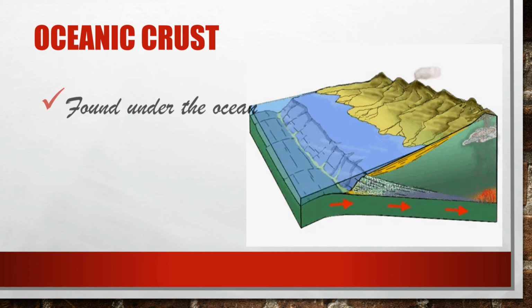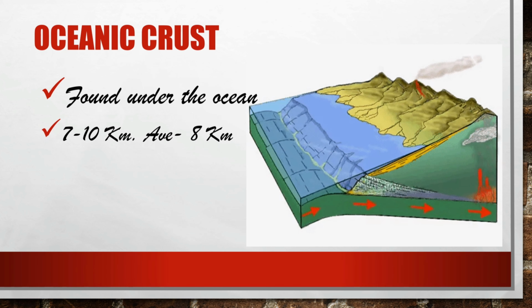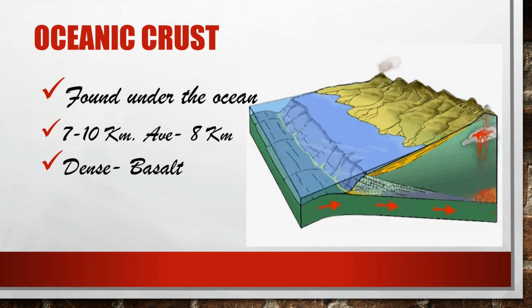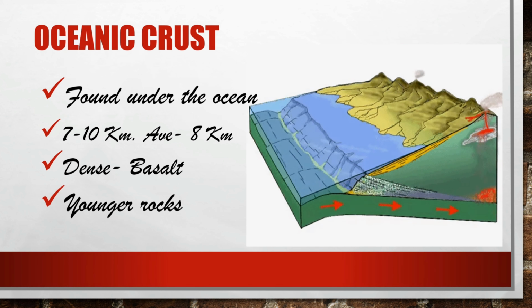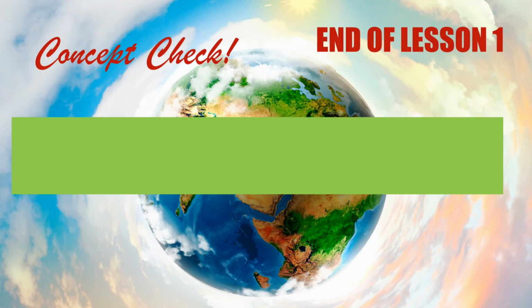The oceanic crust is found under the ocean, and the average thickness is 8 km and made of young, dense basalt rocks. And this ends lesson 1.